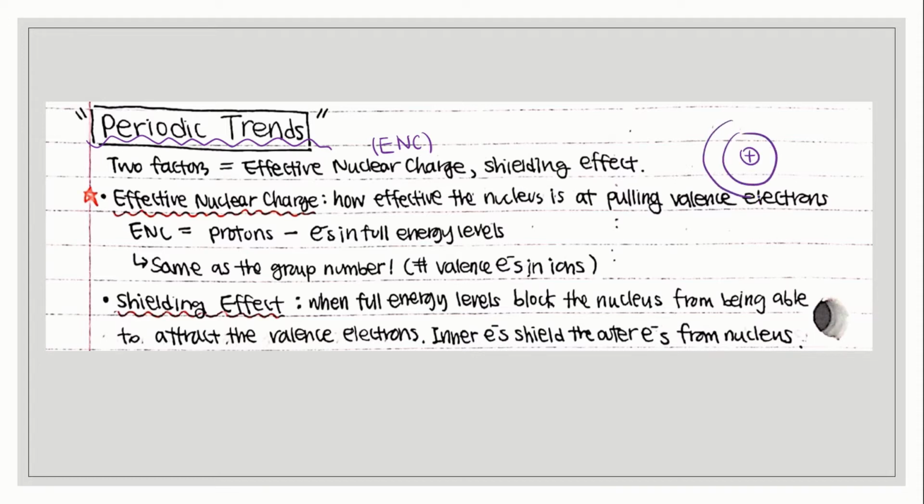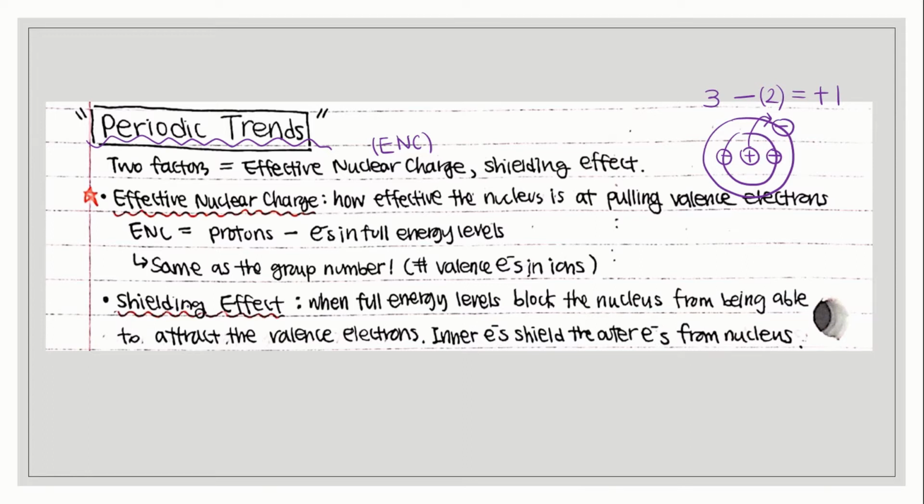This is lithium. Lithium has 3 electrons, 2 in the first energy level and 1 in the second energy level. And effective nuclear charge for lithium would be protons, 3, minus the full energy level, which has 2 electrons, so you subtract 2 and then it will be plus 1. So lithium has an effective charge of plus 1. It shows how effective the nucleus is at pulling the valence electrons, which is over here.